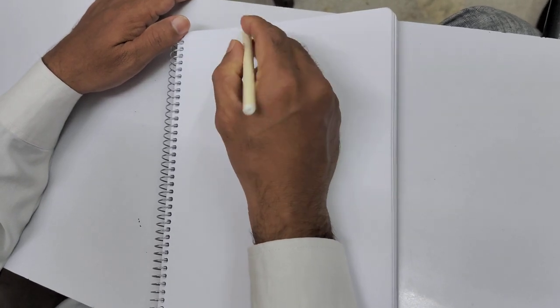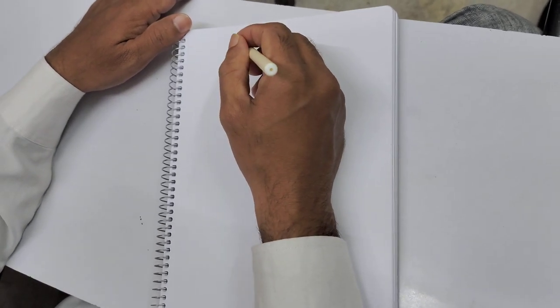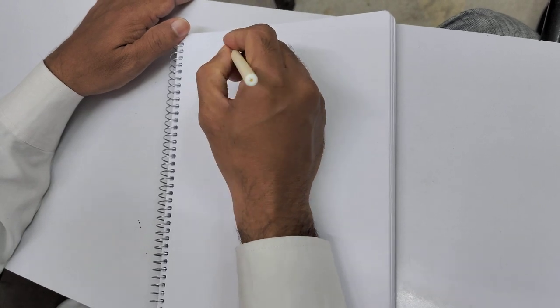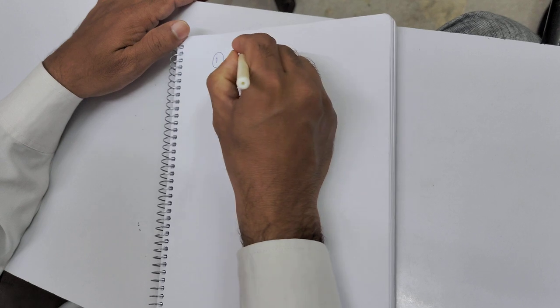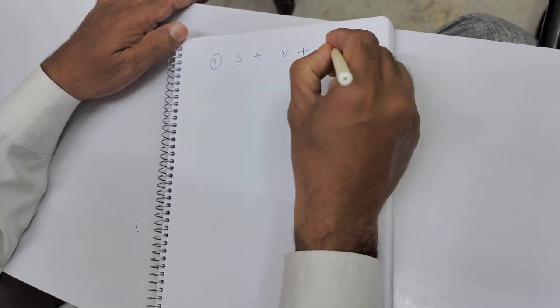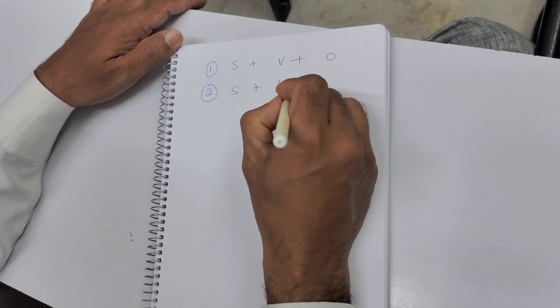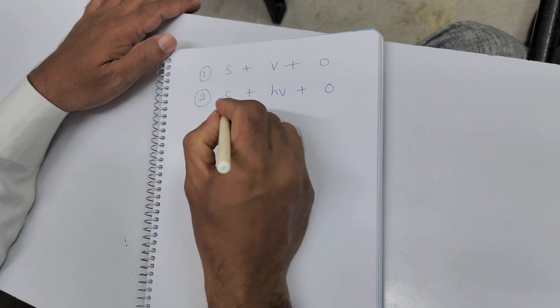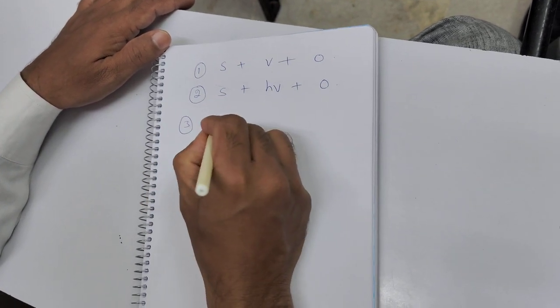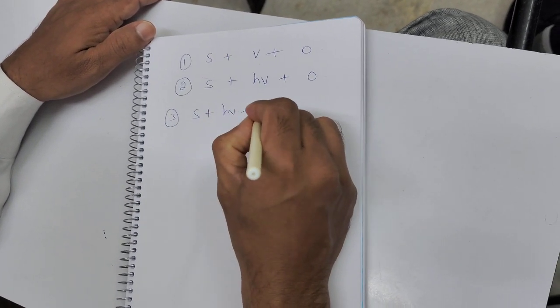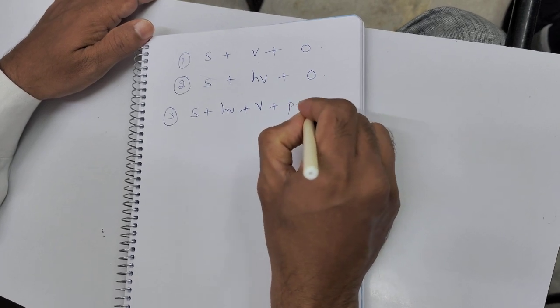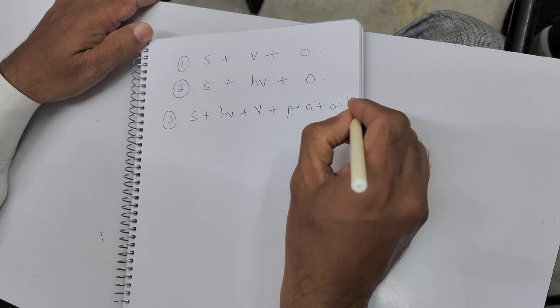Yes. So, as discussed yesterday, we know that there are three formulas. The first formula is subject plus verb plus object. The second formula is subject plus helping verb plus object. And the third formula is subject plus helping verb plus verb plus preposition plus article plus object plus tenses.